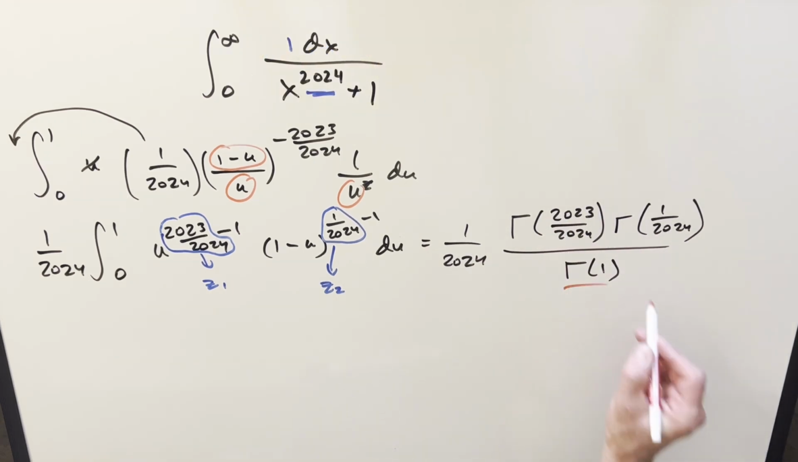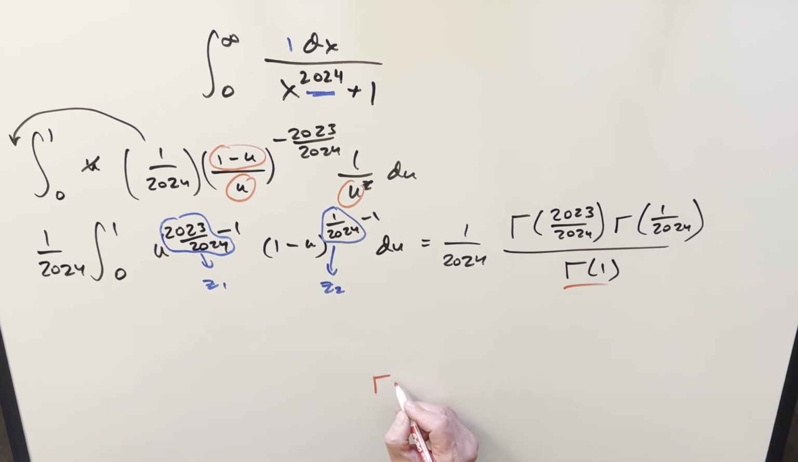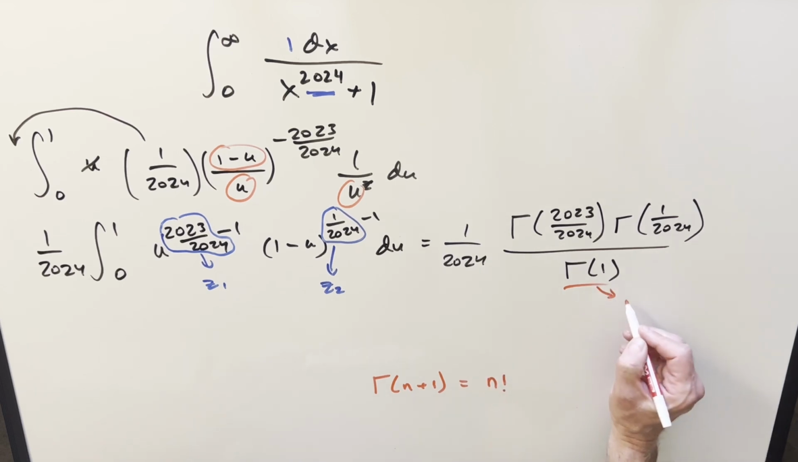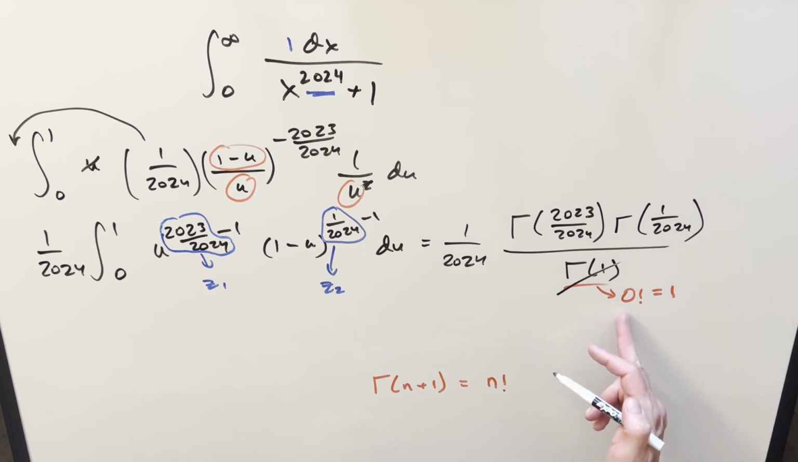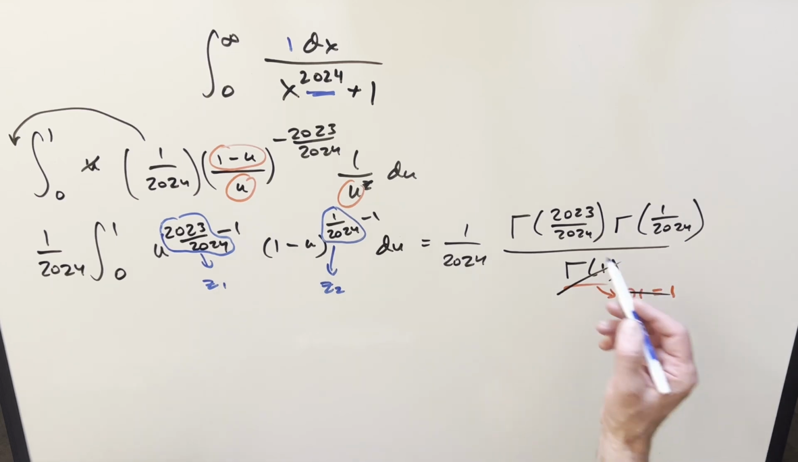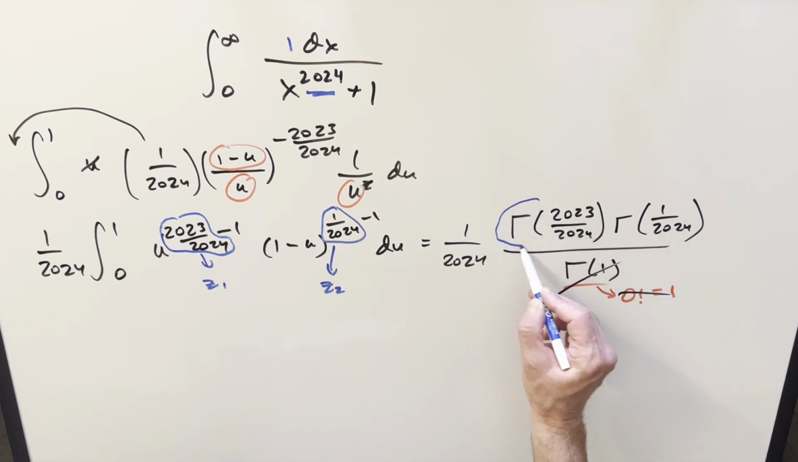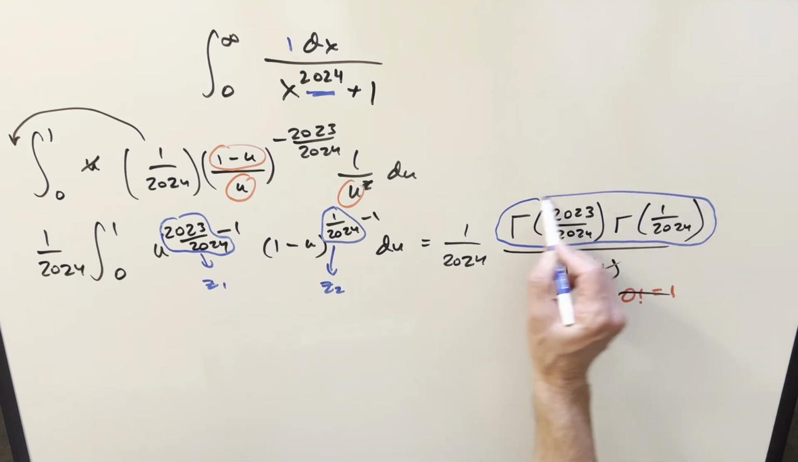Now for an integer value, we have this formula. We can relate it to the factorial. If you have gamma n plus 1, this is going to be the same thing as n factorial. So in this case right here, this is going to be 0 factorial, which just equals 1. So we can just get rid of this. We do have a solution right here, but it'd be nice if we could find a way to simplify this or write it in a different form.